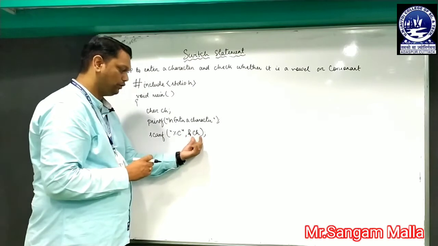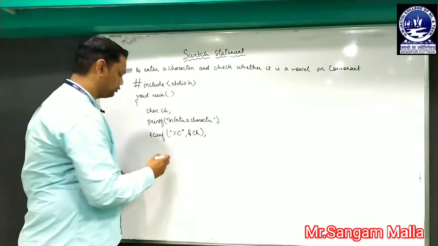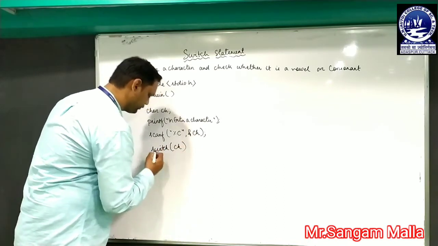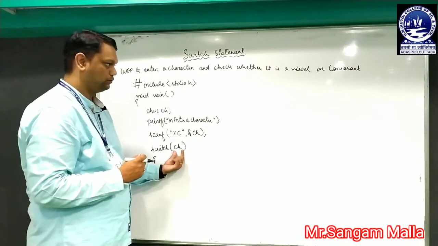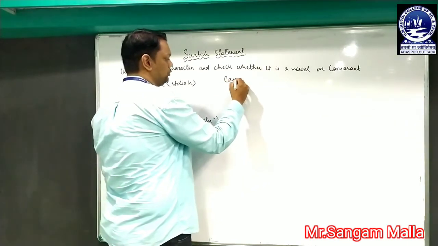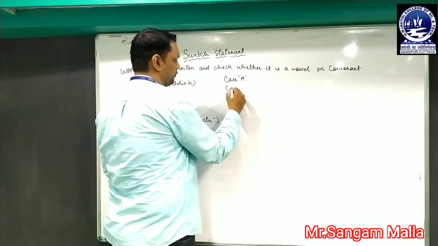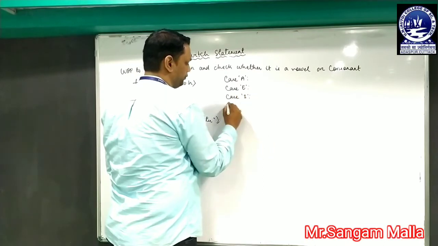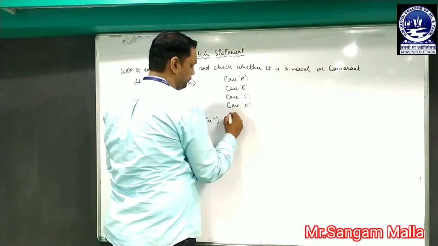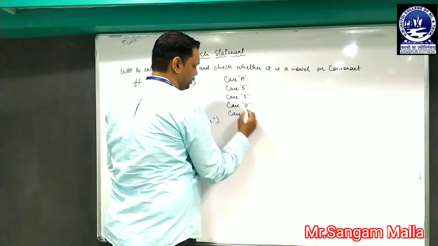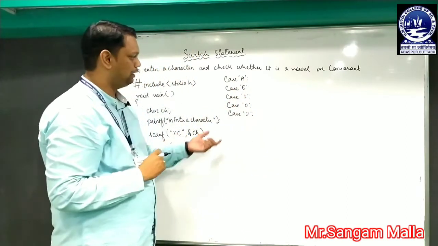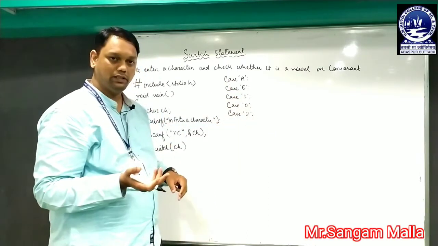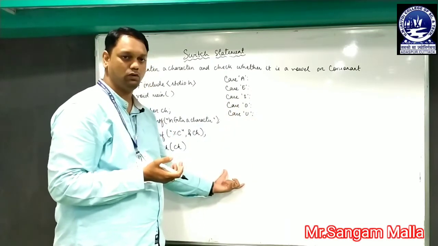Now we will check the value of ch with each case value. So let us say I have written switch (ch). Now I have to check each value of ch. So I can write it this way also: case 'A', case 'E', case 'I', case 'O', case 'U'. So these are the vowels, that is A, E, I, O, U, but the user can also enter a, e, i, o, u in small letters. So we can also write the small letters.